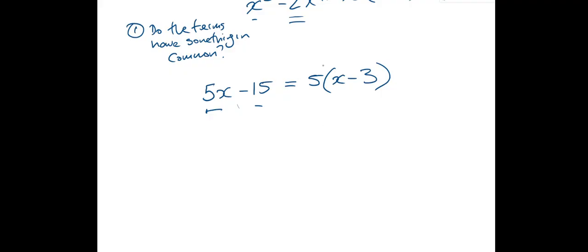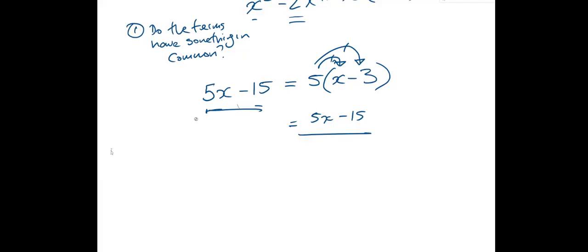And let's expand it out just to prove it. Everything outside times everything inside. 5 times x is 5x. 5 times negative 3 is negative 15. That's what we started with, that's what we finished with. So far, so good.